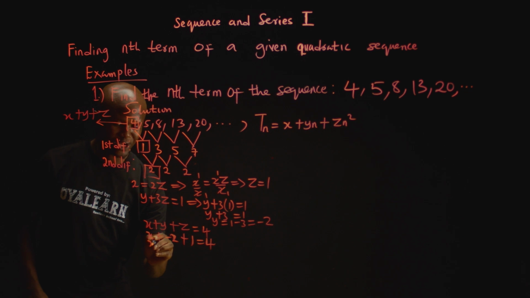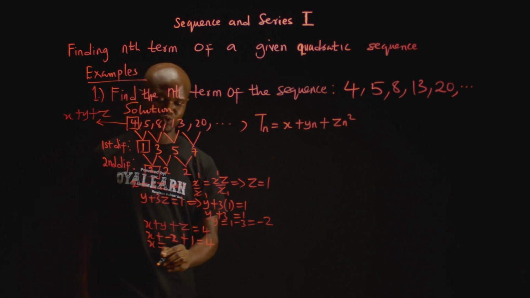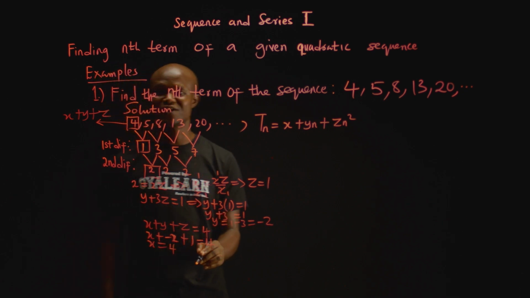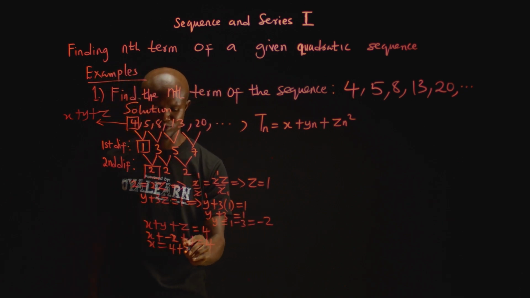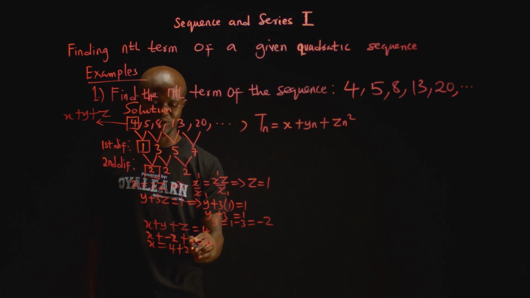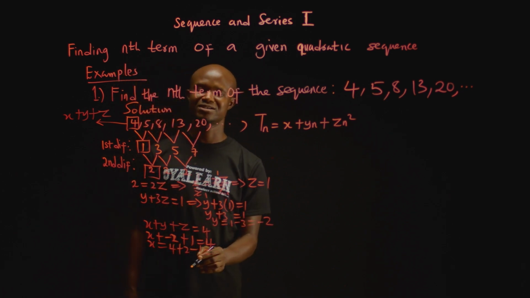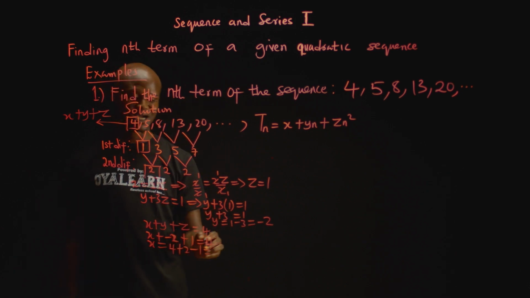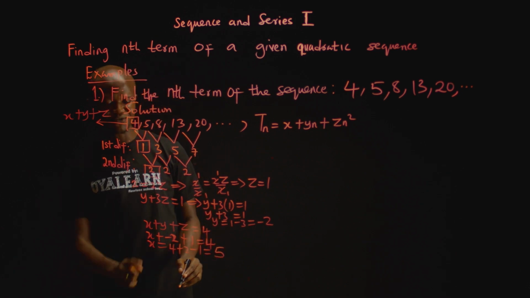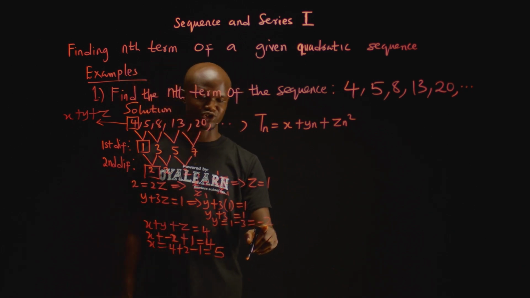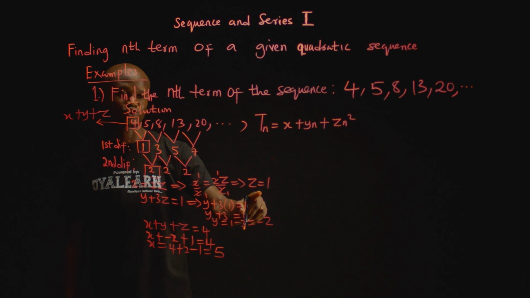So we look for x. X will be equal to 4. By the time you transfer minus 2 to the right, you have plus 2. Then plus 1 to the right, you have minus 1. So 4 plus 2, that is 6. 6 minus 1, that's 5. So we know the value of x to be 5, the value of y to be minus 2, and the value of z to be 1.